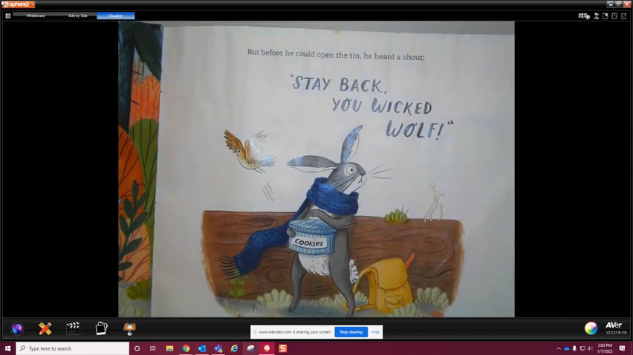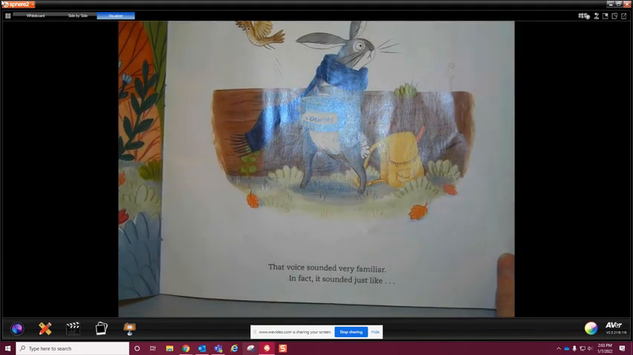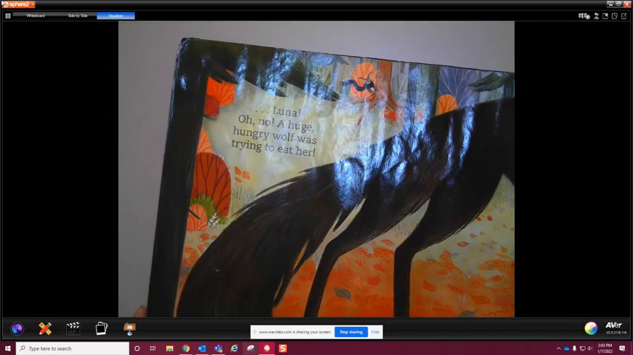But before he could open the tin, he heard a shout. "Stay back, you wicked wolf." That voice sounded very familiar. In fact, it sounded just like Luna. Oh no, a huge wolf was trying to eat her.